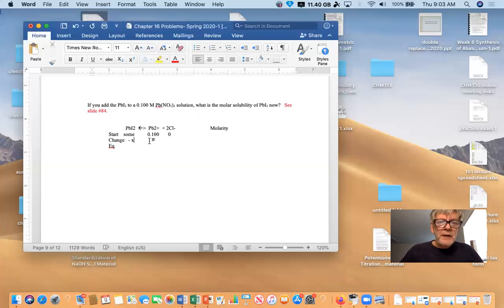So some of our lead iodide is going to dissolve. It's going to give us the same amount of lead because of the 1-to-1 ratio. And then it's going to give us twice as much chloride. And again, we don't care about that because we don't put it into our KSP expression. So we're going to have 0.1 plus x. Over here, we're going to have 2x, but 0.1 plus x, we're going to say is similar to 0.1.